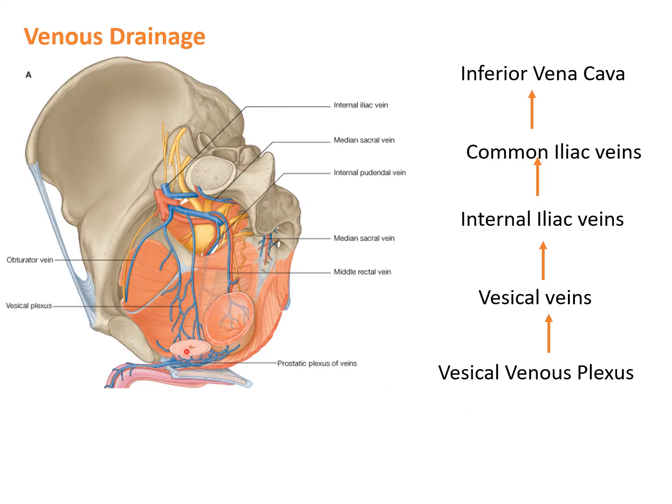The veins of the urinary bladder move from the medial aspect towards the lateral pelvic wall within these ligaments. They form a vesical venous plexus, which in males is present at the junction between the urinary bladder and the prostate. From here arise the vesical veins, which move into the internal iliac veins, then the common iliac veins, and thereafter into the inferior vena cava. We will discuss the importance of it when we are doing the male reproductive system.